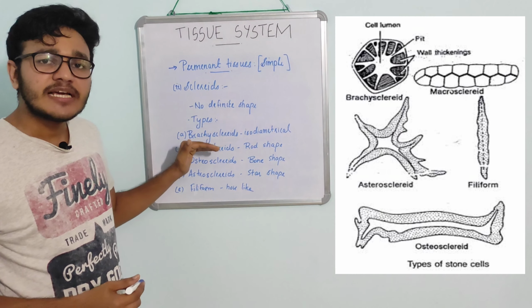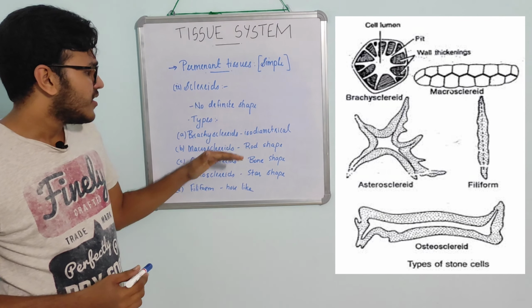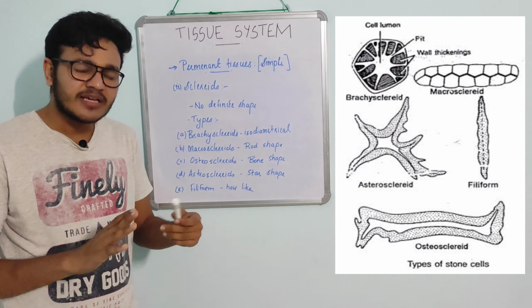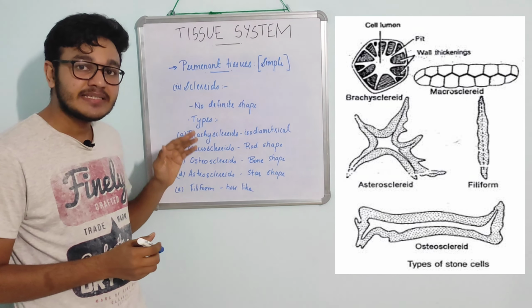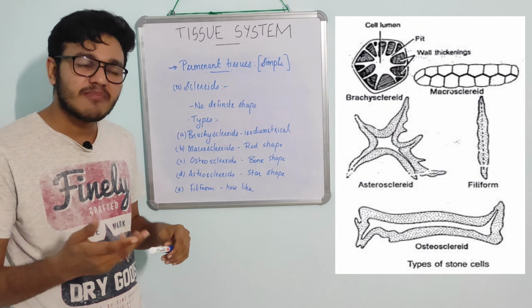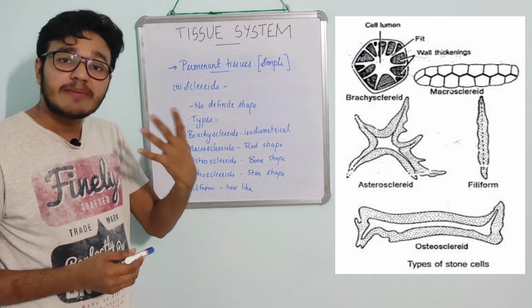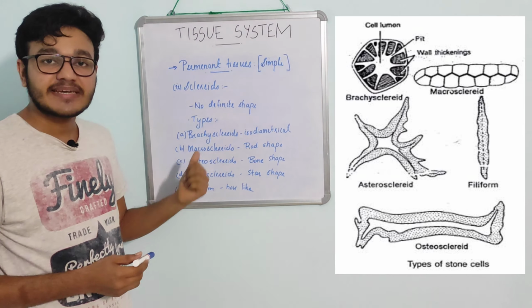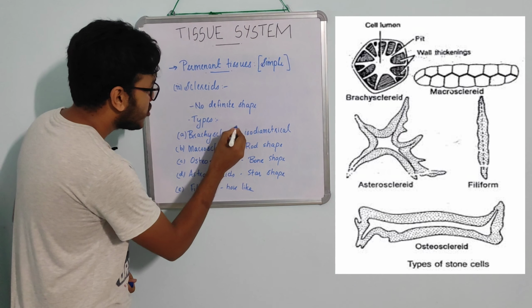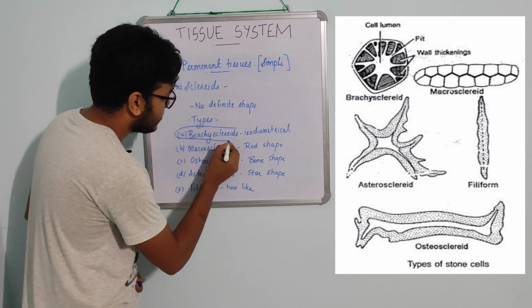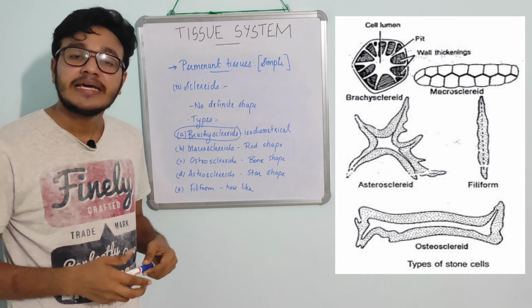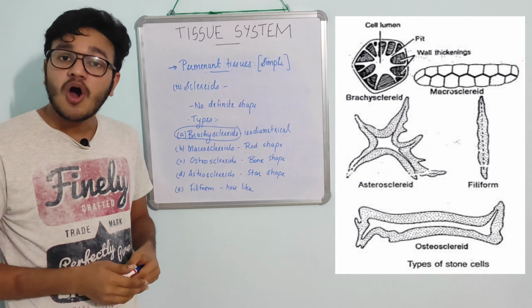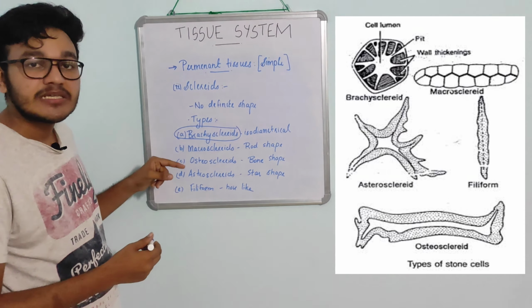The first one is brachysclereids. In that type, the sclereids have a more or less isodiametrical shape. Now, the importance of brachysclereids is that it is seen in the pericarp of fruits. Example, in the coconut shell and all, which type of sclereids is seen, that is brachysclereids. So you have to note this brachysclereids very much, because this might be asked in the entrance question. For example, which type of sclereids is seen in the coconut shell or pericarp of fruits? This is the answer, brachysclereids.